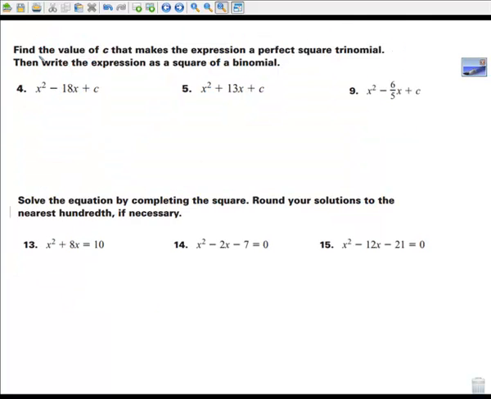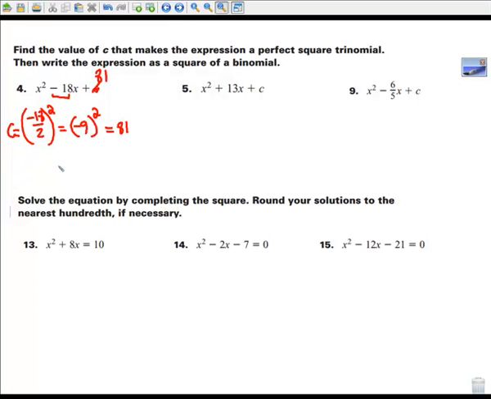Okay, so it says find the value of c that makes the expression a perfect square trinomial. Then write the expression as a square of a binomial. So my b value is right here. So I need to go b over 2 squared, and so that's going to give me negative 9 squared, which equals 81. So that's my c value. So what that would do is turn this into x squared minus 18x plus 81. So there's the c value. I guess I should have gone c equals.